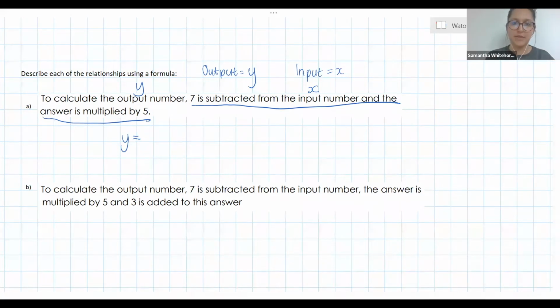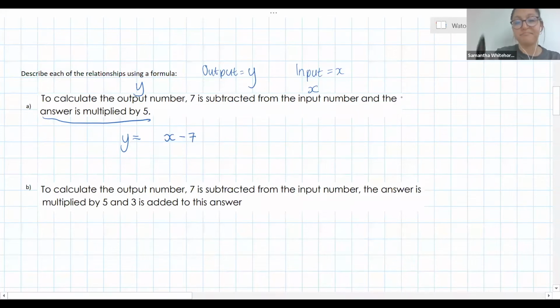So let's do the first one together. We subtract 7 from the input number. So if I wanted to write an expression for that, I would say X minus 7. I'm subtracting 7 from the input. But then it says the answer of that subtraction is multiplied by 5. And so what's really important is that we take that whole difference and we multiply it by 5. Now, it is absolutely fine for you to write this with the 5 at the end. So Y is equal to bracket X minus 7, close bracket, times 5, means exactly the same thing.